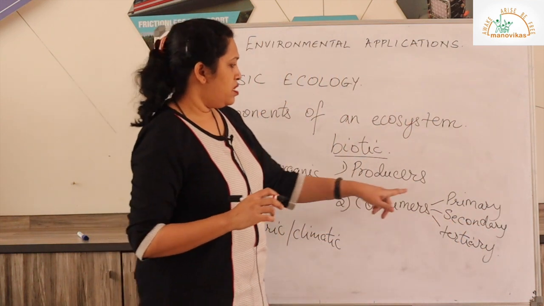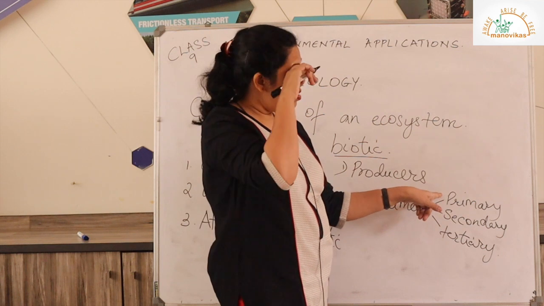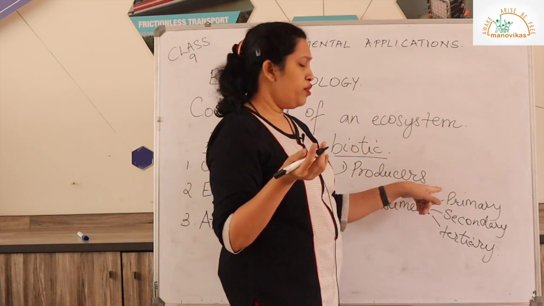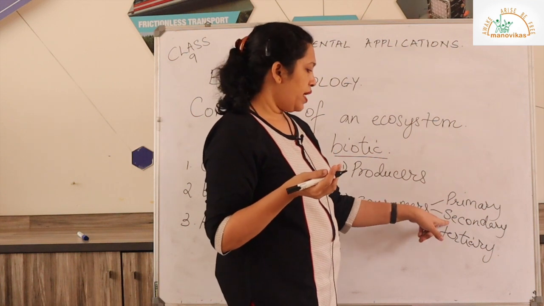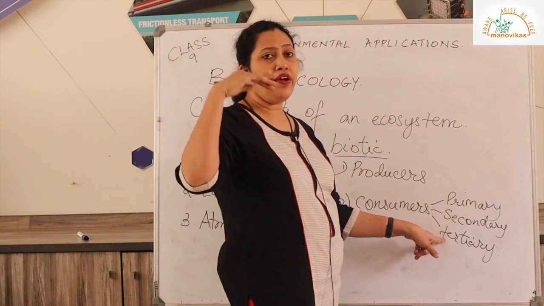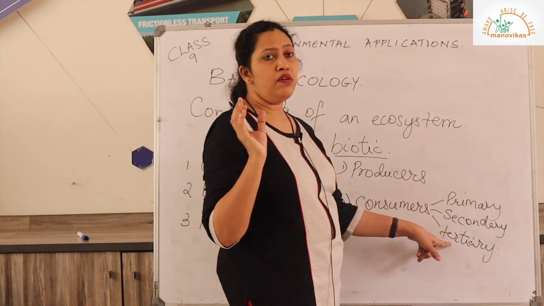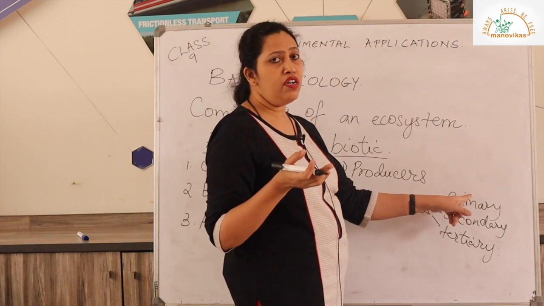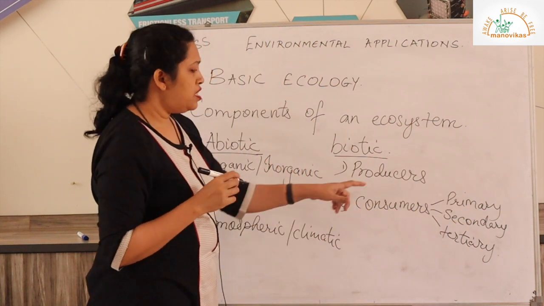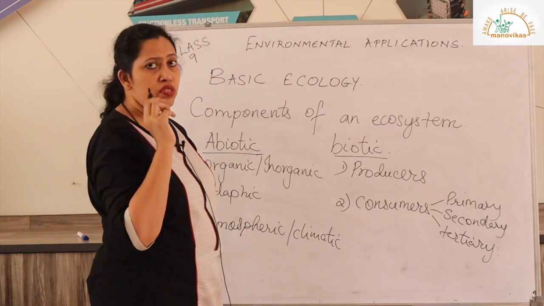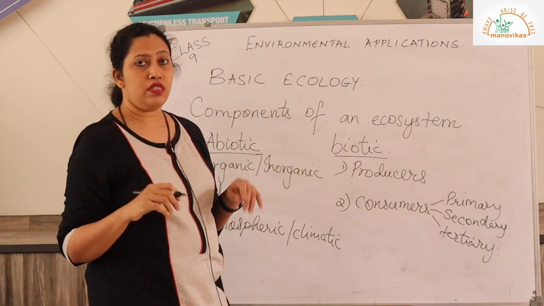We can always say these are the ones which are eating the producers. Secondary consumers will be eating the primary consumers, and the tertiary consumers are higher animals like the bigger carnivores which will be eating the smaller carnivores and the herbivores. So these cannot make their own food. All of them will have an important role to play in the ecosystem.